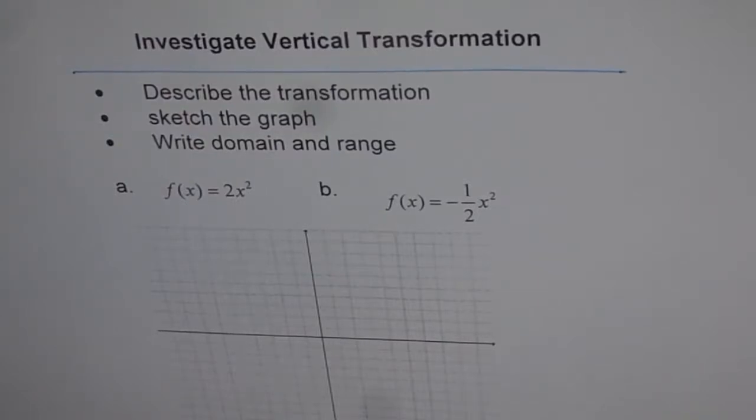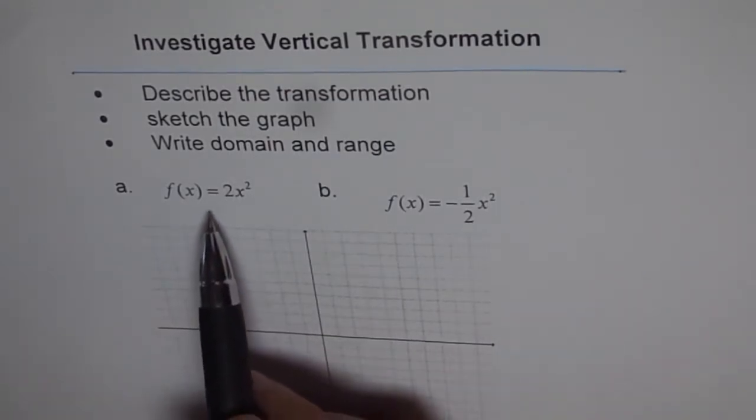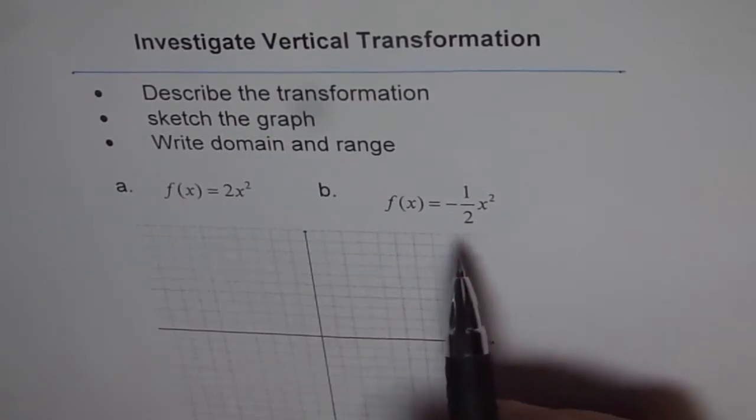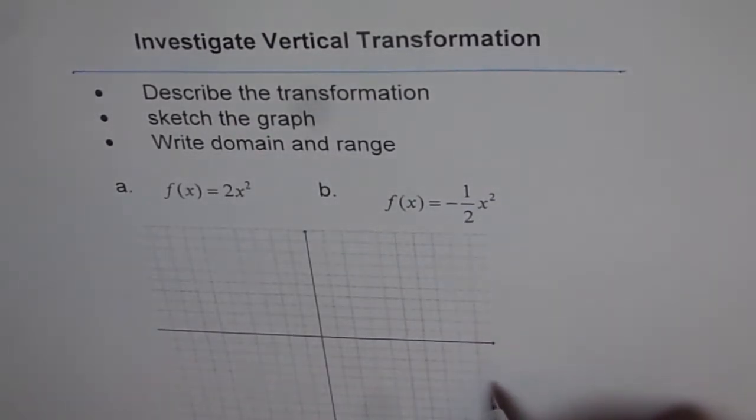Investigate vertical transformation. Describe the transformation, sketch the graph, and write domain and range for the given functions. So we have two functions here. One is f of x equals 2x squared. The other one is f of x equals minus half x squared. The purpose of giving them is to explain what kind of vertical transformations can take place when we are talking about stretch and compressions.